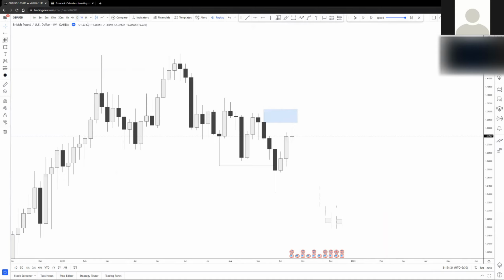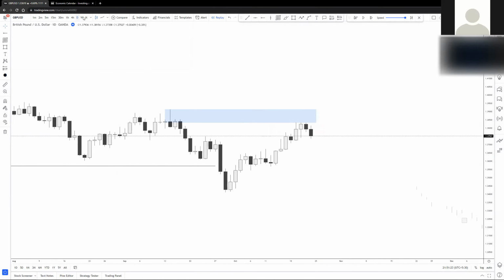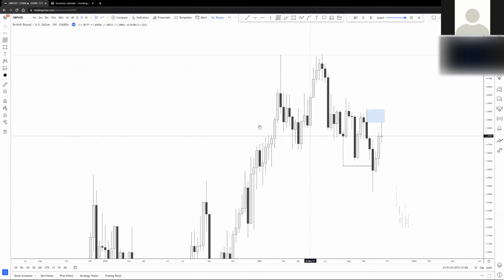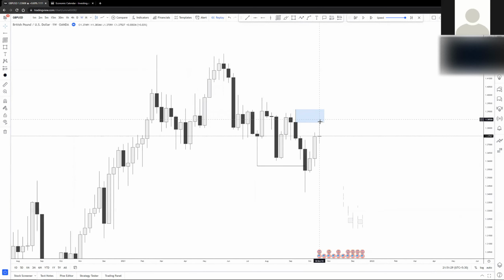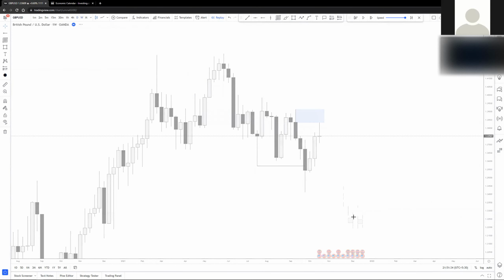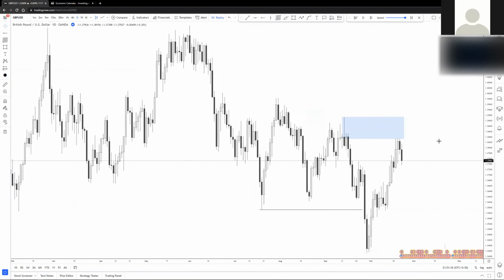Then let's go to the daily. Now, this is all I want to see on the weekly. I don't care about any other stuff. I don't care about this. What is the next weekly candle most likely to do? That's all I care about, because I'm an intraday trader. I don't want a bias for the next couple of years or anything like that.